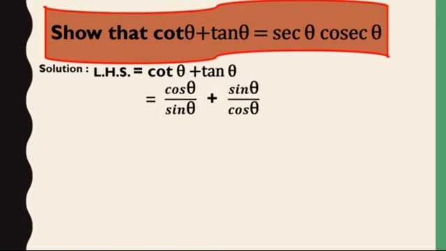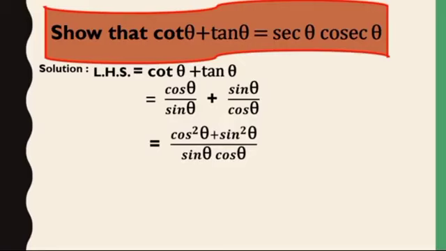By doing LCM of cos theta by sin theta plus sin theta by cos theta, we get cos square theta plus sin square theta by sin theta into cos theta. Here, from trigonometric identities, cos square theta plus sin square theta equal to 1. So that we get 1 by sin theta into cos theta.